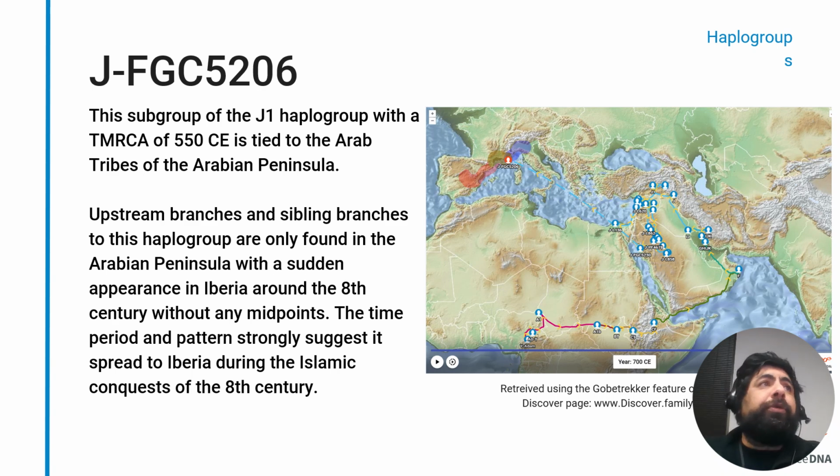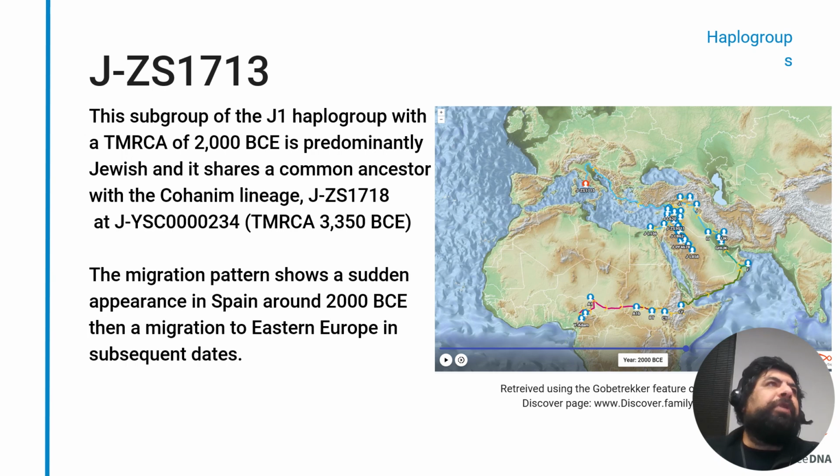Also, notice that if you take a look at the sibling branches, they are strictly Middle Eastern. We have another example of the J1 haplogroup, and we have a lot of examples from the J1 haplogroups. What I've taken is a number of branches that correspond to different time frames or historical eras. This one is predominantly Jewish. It shares a common ancestor with the Kohanim lineage at ZS1718.